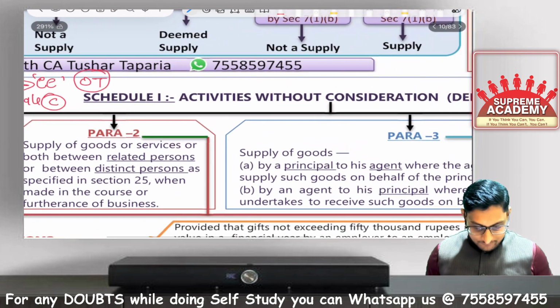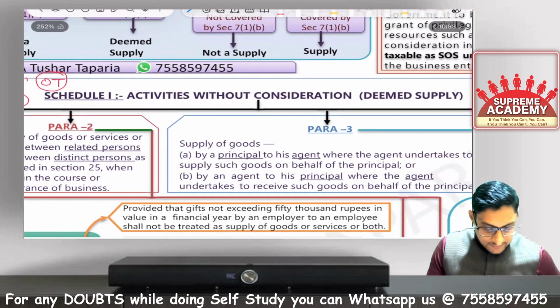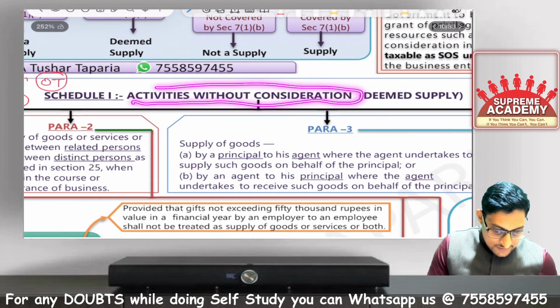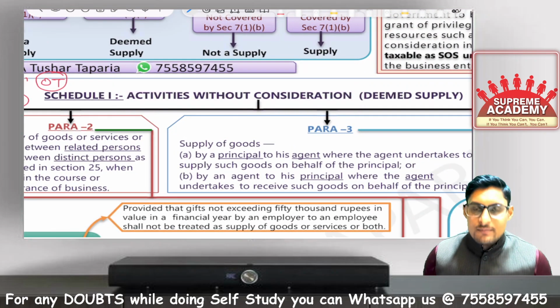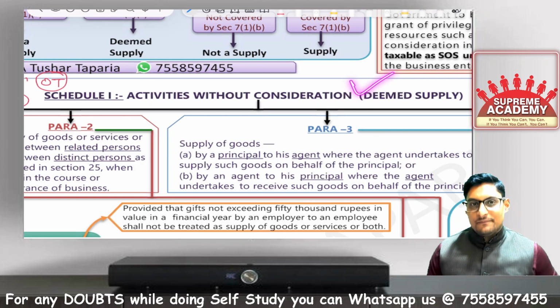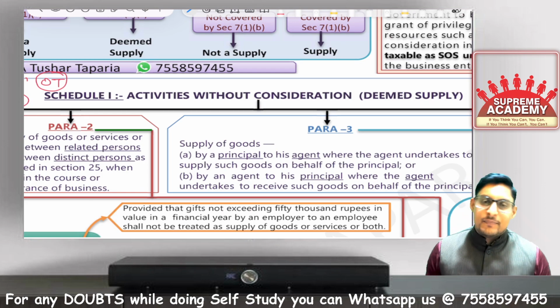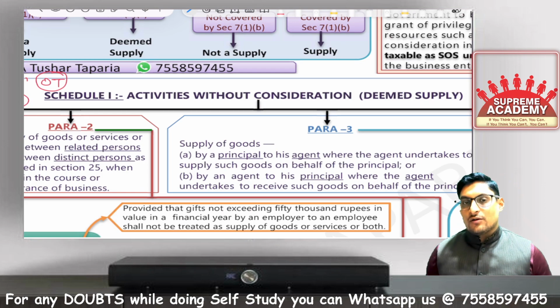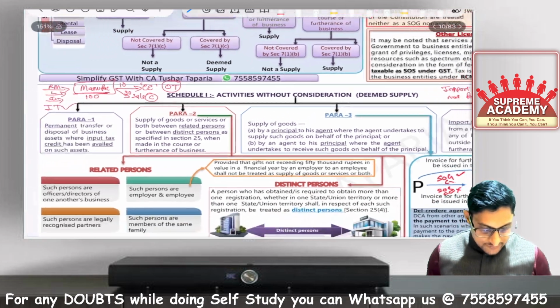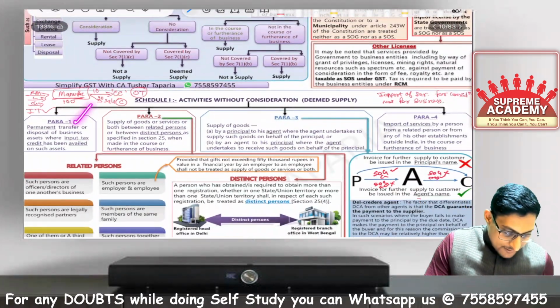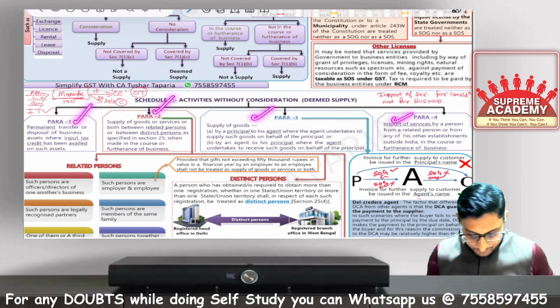Now, schedule number 1 talks about activities without consideration but deemed supply. Though there is no consideration, though there is no presence of the important element in the definition of supply, then also we are going to deem it as a supply. So we are going to check this. Four activities are there: para 1, para 2, para 3, para 4.